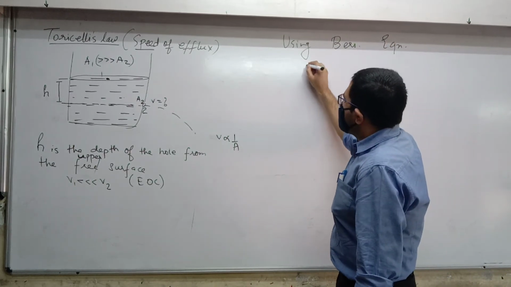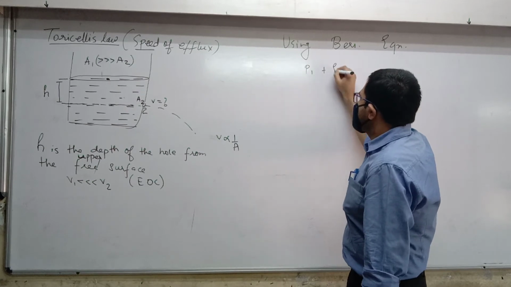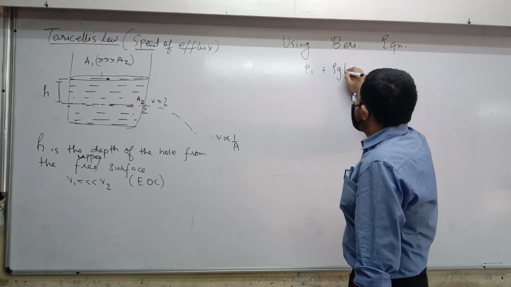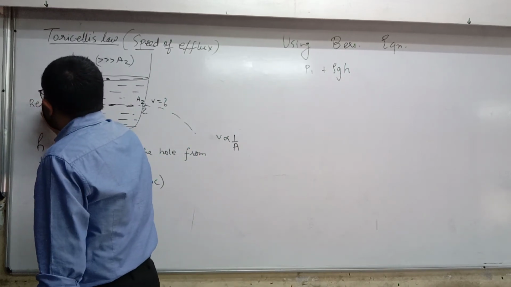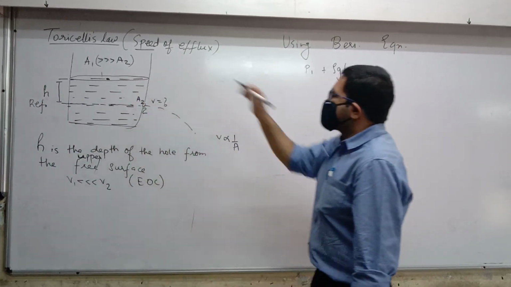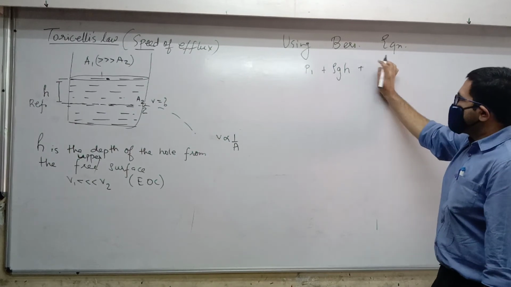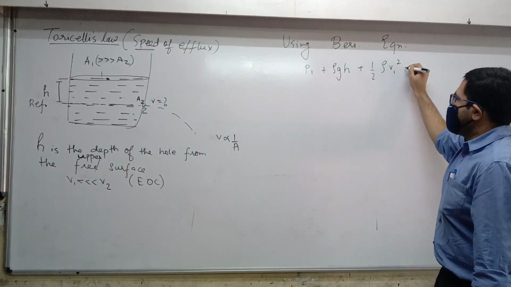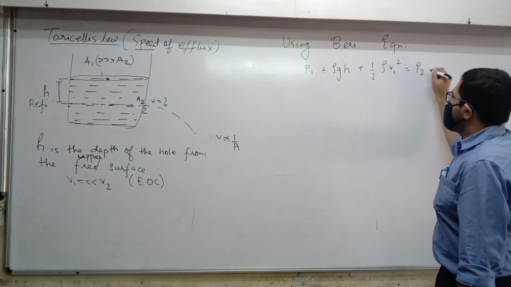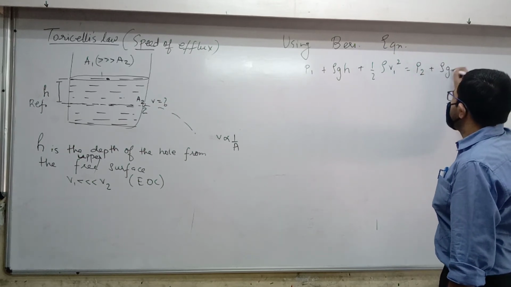we get P1 plus rho g h. I am taking reference here. The height of the first point is h, plus half rho V1 square, is equal to P2 plus rho g 0.